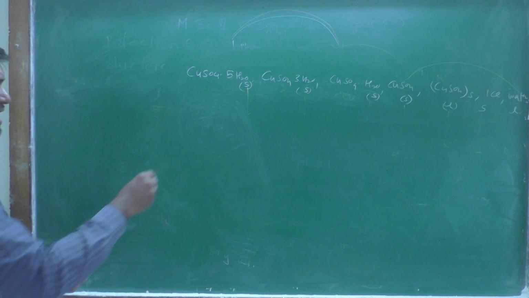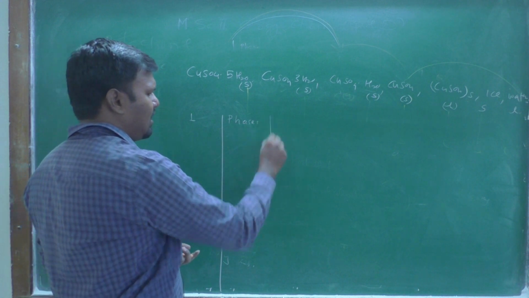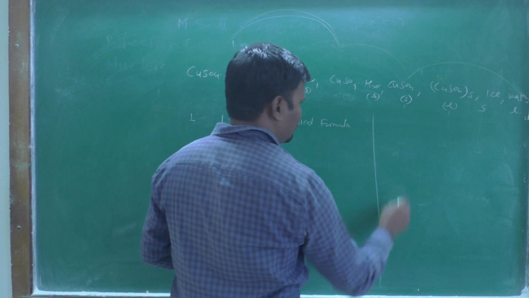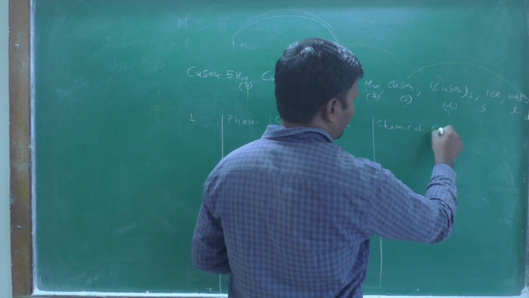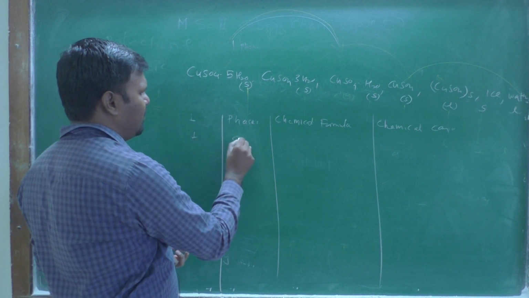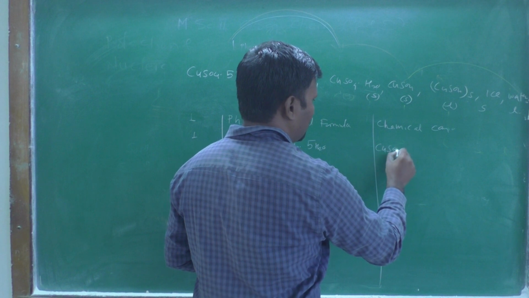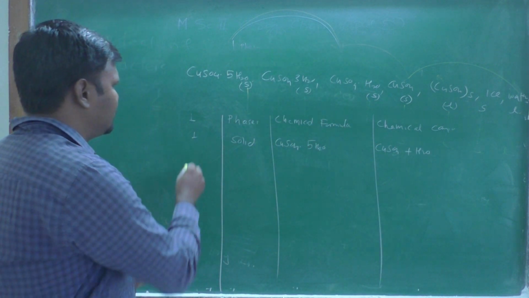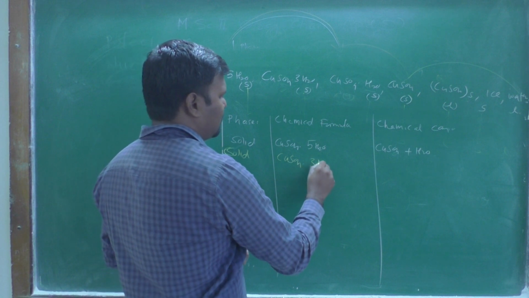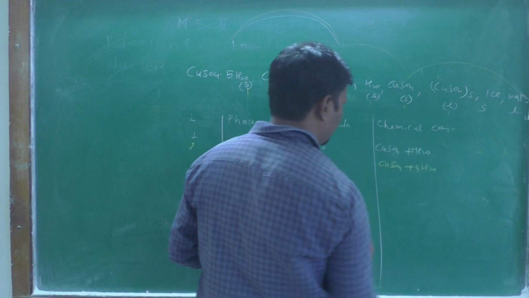We can draw a table first, with the phases, chemical formula and chemical composition. First we have CuSO4 pentahydrate. The phase is solid. CuSO4 pentahydrate, therefore it can be described as CuSO4 plus 5 H2O. Then second, it is also solid, CuSO4 trihydrate, which is also explained as CuSO4 plus 3 H2O.